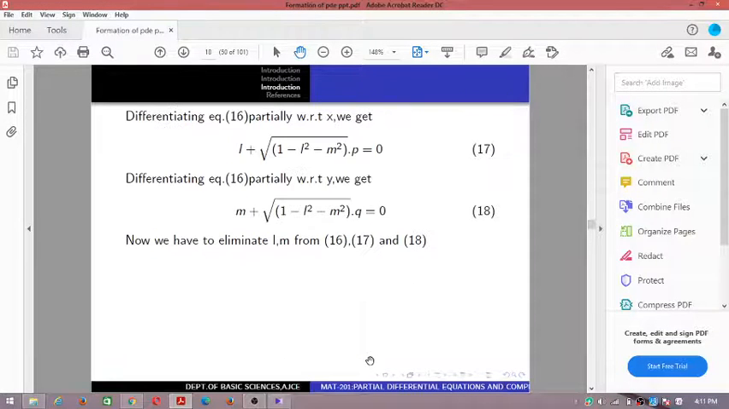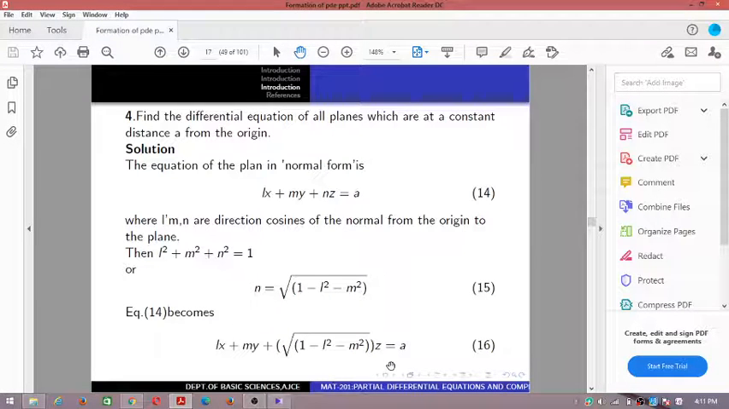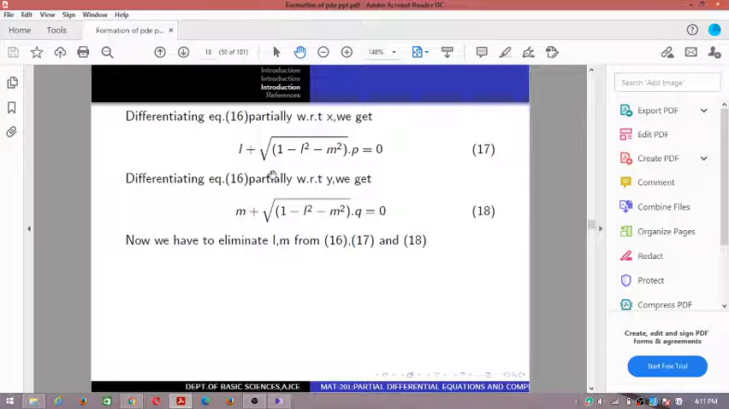Now differentiating this equation 16 partially with respect to x, we get L plus square root of (1 minus L square minus M square) into p is equal to 0. We got p from dou z by dou x. Here while we differentiate with respect to x, L is constant, derivative of x is 1, and M and y are constants with respect to x, hence the derivative of this term is going to be 0. Hence we have L plus root of (1 minus L square minus M square) into p is equal to 0.